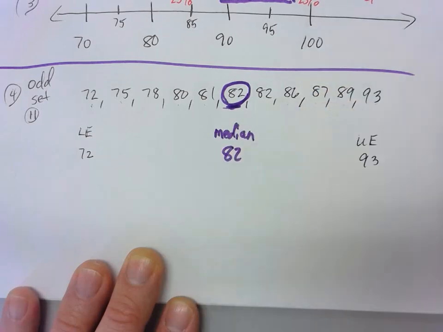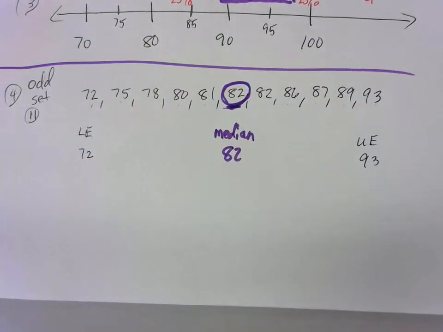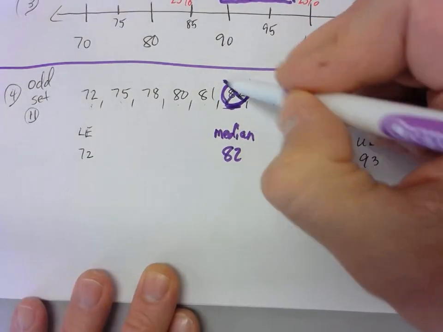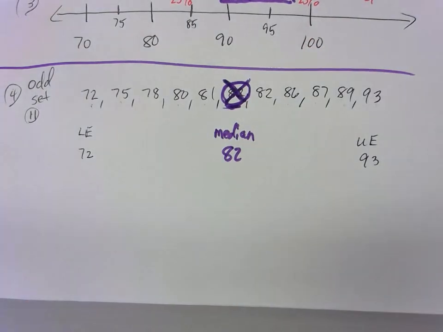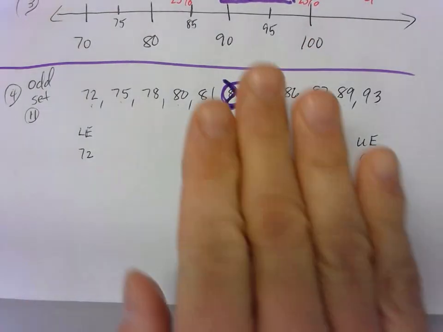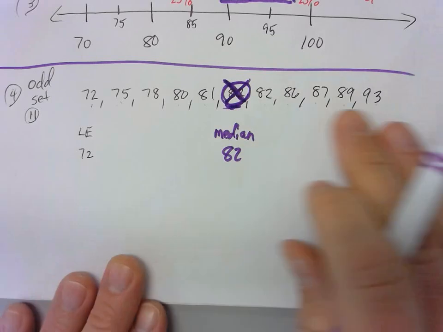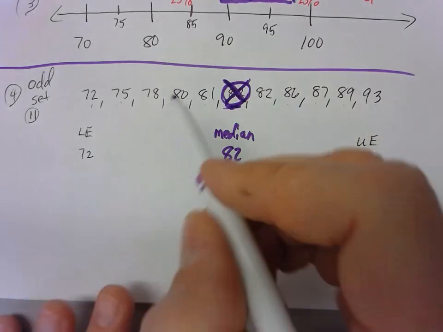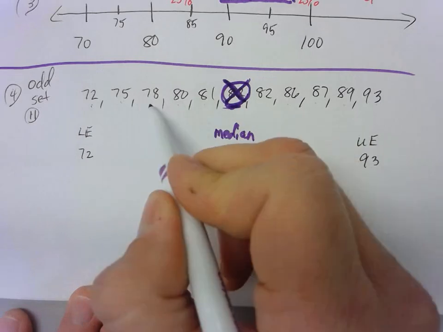Alright, once you have found that circled number in the middle, the one number in the middle, I want you to go ahead and cross it out. Now, that leaves me 5 numbers down here on the lower side, 5 numbers on the upper side. So now 1, 2, 3, 4, 5.